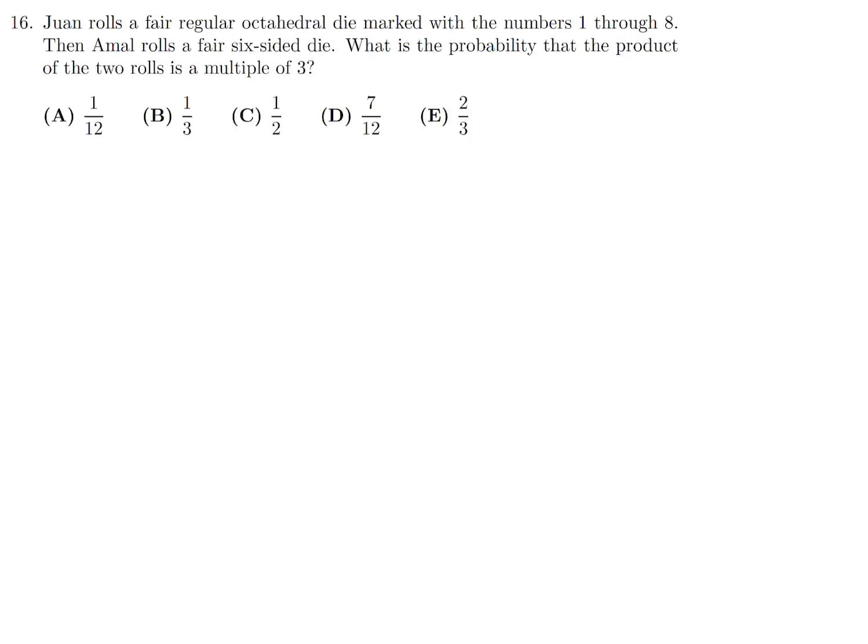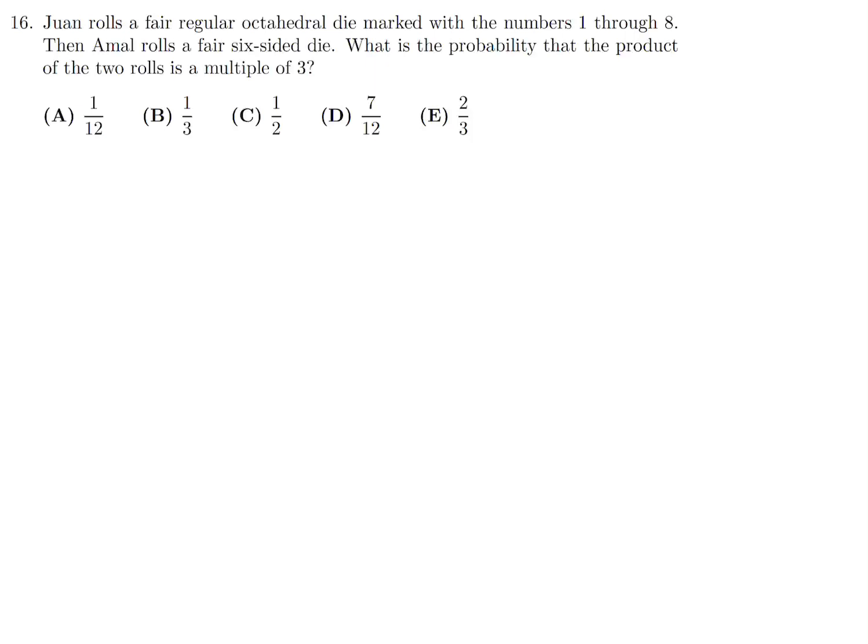Juan rolls a fair, regular octahedral die marked with the numbers 1 through 8. Then Amal rolls a fair 6-sided die. What is the probability that the product of the two rolls is a multiple of 3? So there's a short way and a long way. I'm going to explain it the long way because the short way doesn't explain things very well.